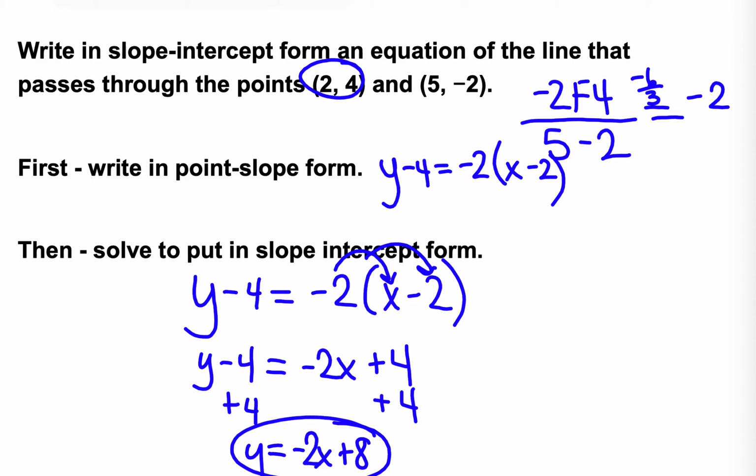So write in slope intercept form an equation of the line that passes through the points (2, 4) and (5, negative 2). So this is going back to slope intercept form. That's that y equals mx plus b that we looked at earlier in the chapter. Y equals mx plus b.